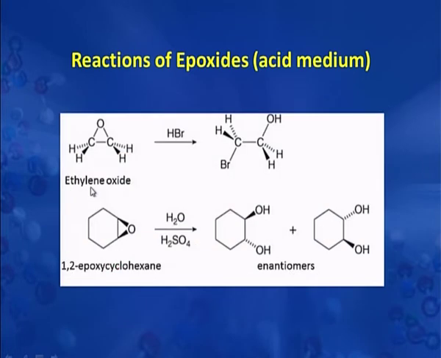This is ethylene oxide. When treated with HBr, you can see that it gives bromoethanol. This is 1,2-epoxy cyclohexane, and when it is treated with water in presence of acid, there is formation of enantiomeric 1,2-dihydroxy cyclohexane. Actually, we get equal amounts of the two enantiomers, so the product formed is a racemic mixture. Well, we will now discuss the reaction of 2,2-dimethyl oxirane, which is an unsymmetrical oxirane, with acid.